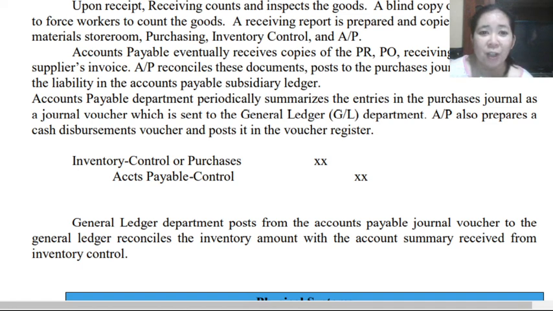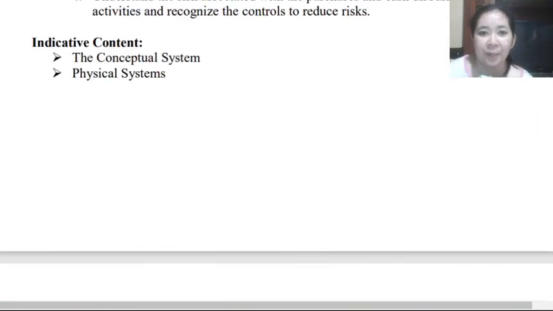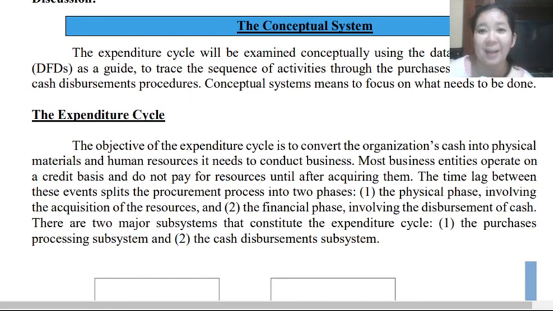The general ledger department will post from the accounts payable journal voucher to the general ledger, and this will be reconciled with the inventory amount and also with the account summary received from inventory control. This is an internal control that is being performed to make sure that there are correct balances of these accounts as well as the actual inventory on hand. So those are for the conceptual system of our expenditure cycle.